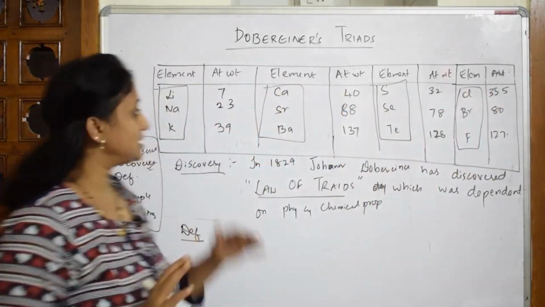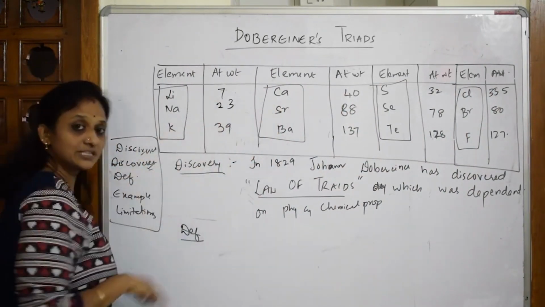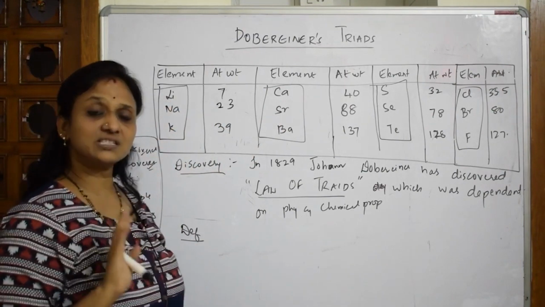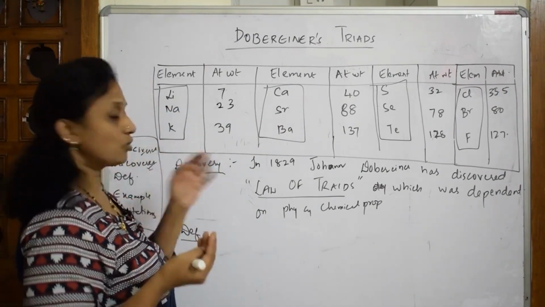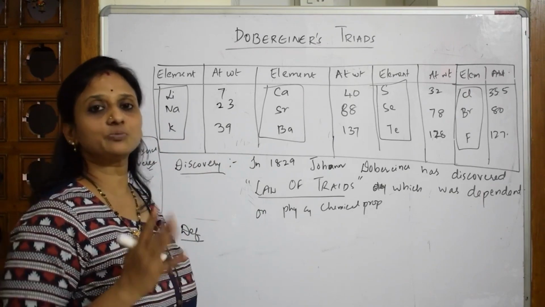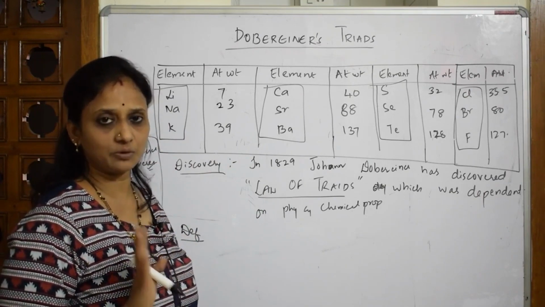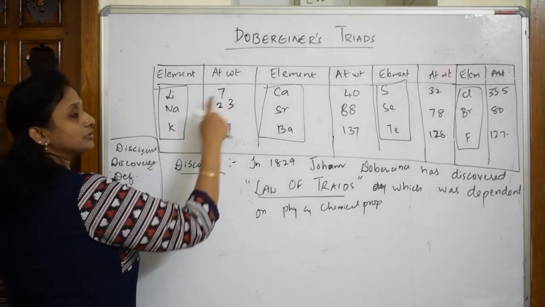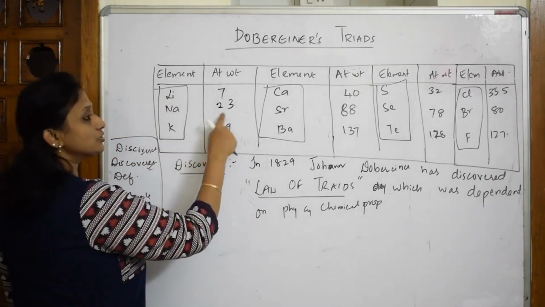So what he did is, initially he worked on these two sets. He said when the similar elements were arranged, on what basis? On the basis of their physical and chemical properties, meaning the similarity should be there in the physical and chemical properties, right? Then he said the atomic weight of the center element, you need to start from here.